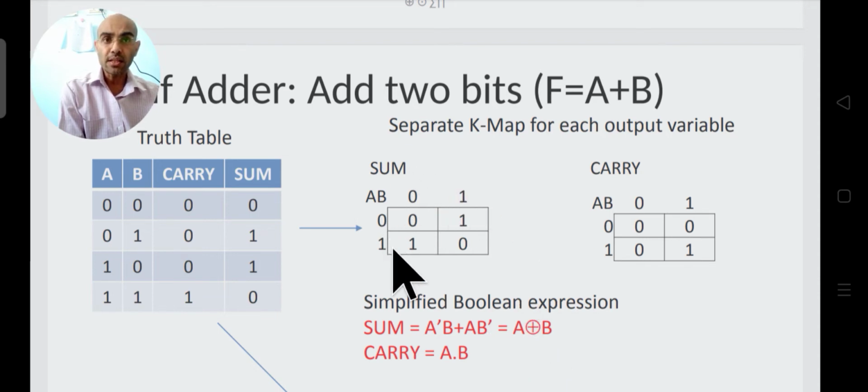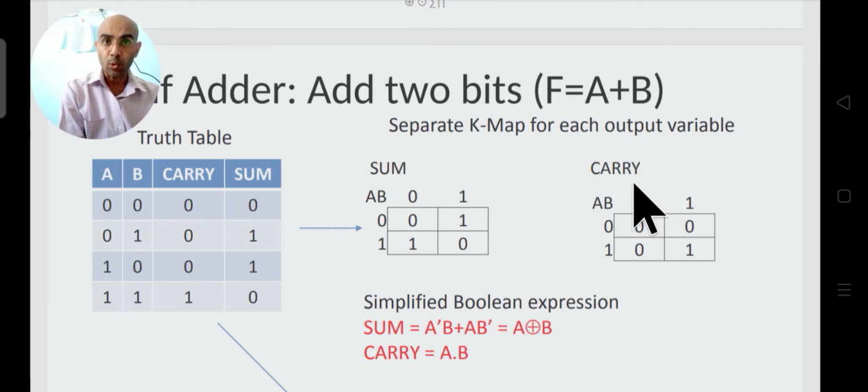So this sum expression can be implemented with the help of an XOR gate or by this expression. So there are 2 possibilities. If we implement it with this, then we call it a derived gate implementation, and if we implement it with this expression, then we call it the basic gate implementation. Similarly, we fill up the entries in the carry map.